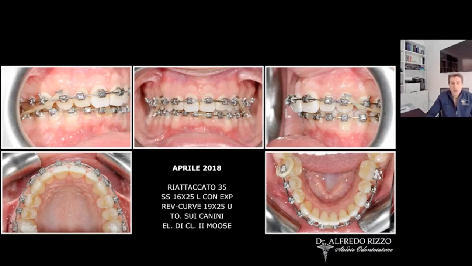16/25 stainless steel arch wire in the lower and reverse curve arch wire 19/25 in the upper. I give mousse elastics to correct class 2. In the maxilla, I add positive torque on the canines because the axis of the roots of the canines makes occlusal contacts almost impossible. And this is the photograph.